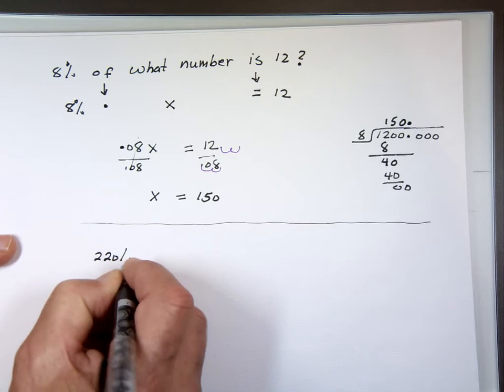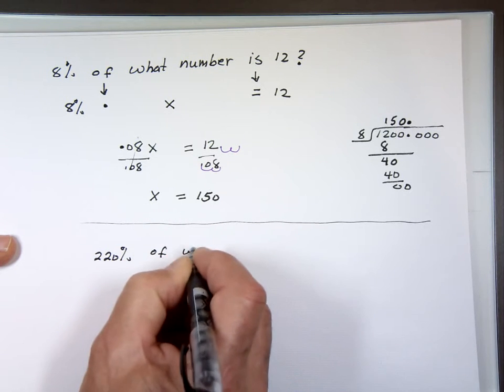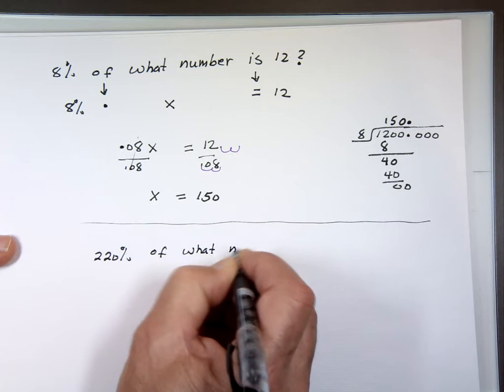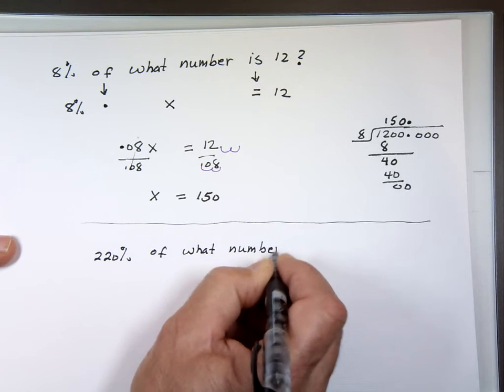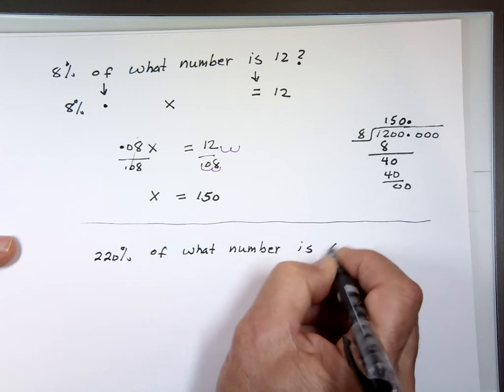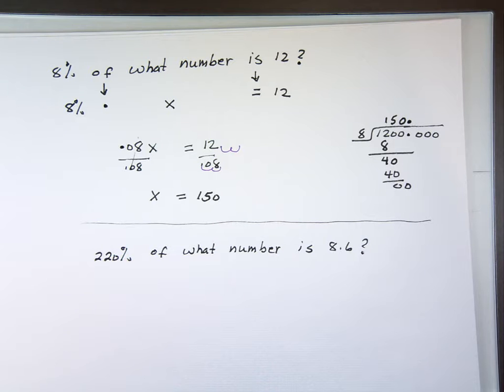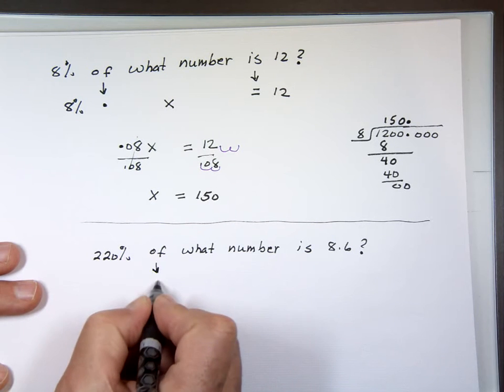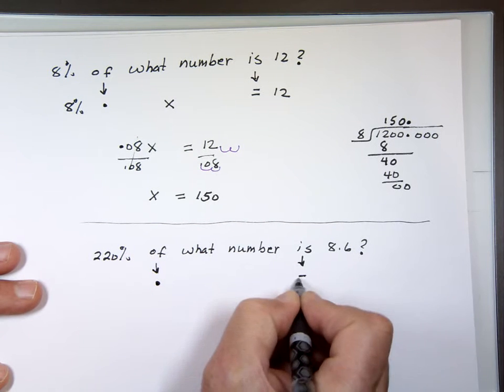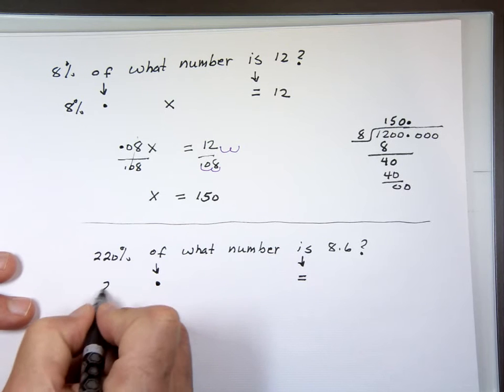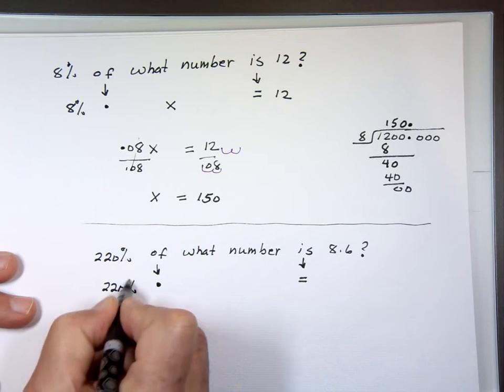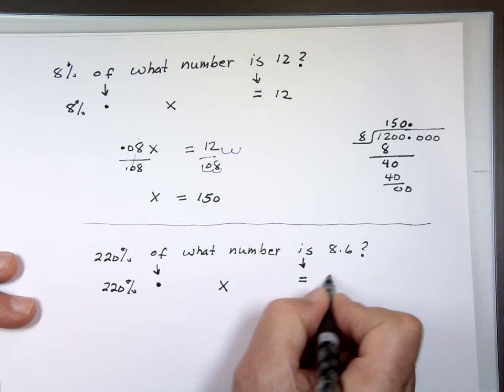220% of what number is 8.6? I'm just making things up. Just make them up. Of means multiply, is means equal. 220% times some unknown equals 8.6.